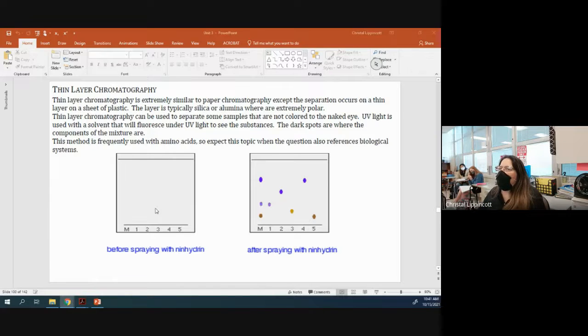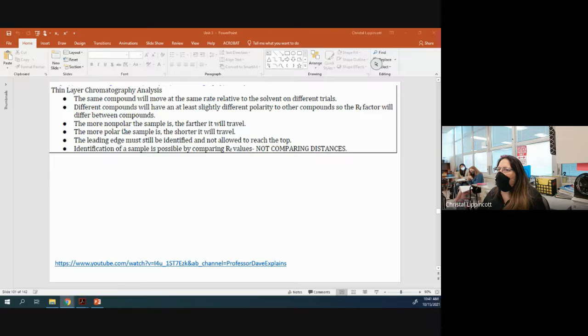So this isn't as much about the solvent it's in. It's more about the polarity of the layers. So this one's in every time. The more nonpolar it is, the farther it travels every time. The more polar the sample is, the shorter it travels. It's going to be attracted to that silica and not want to move up with the solvent.